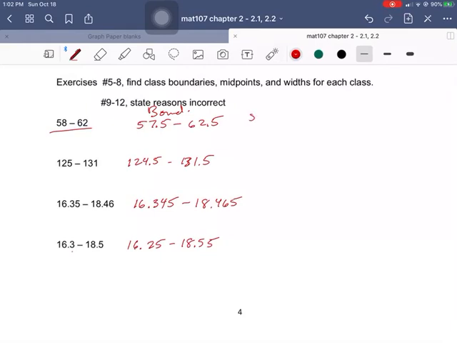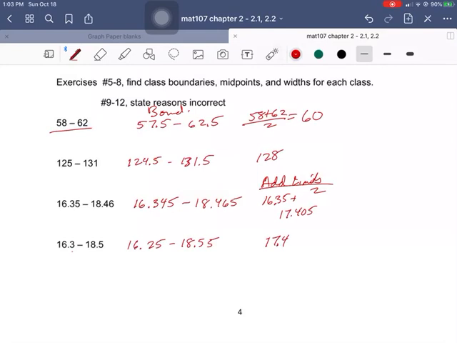The midpoints, remember it's 58 plus 62 divided by 2 gives you 60, but this was 4, so 60 is in the middle. That's right? The midpoint of this one turns out to be 128, and you have to use all of these decimals. Remember, you're just adding whatever the limits are, so you add the limits to get the midpoints and divide by 2. Okay, this one comes out to 17.405. This one comes out to 17.4.